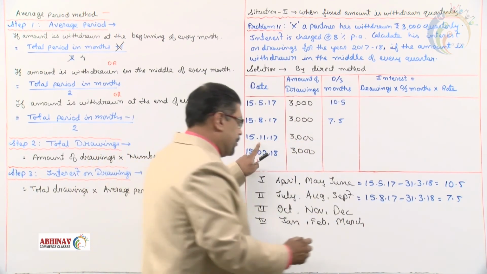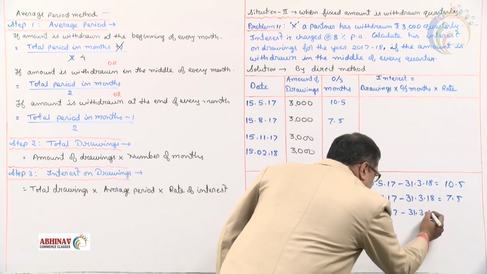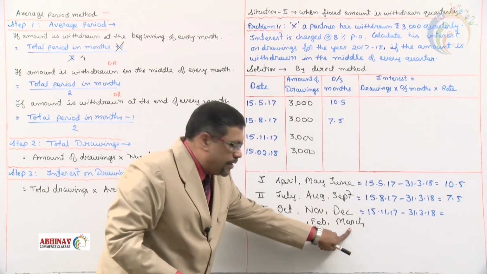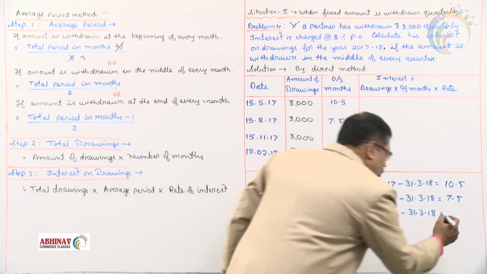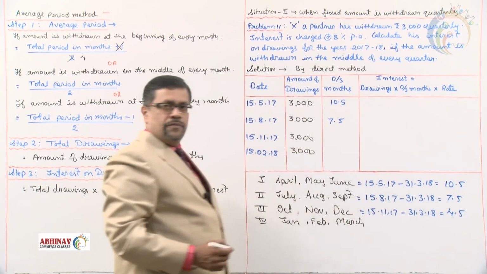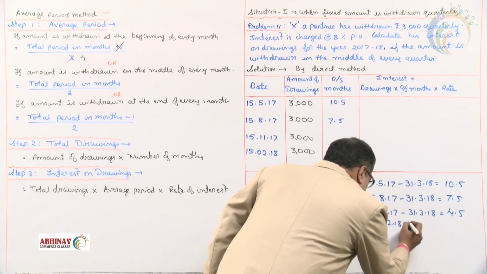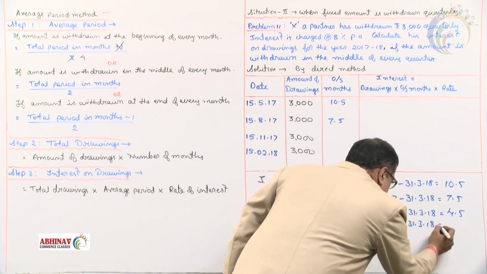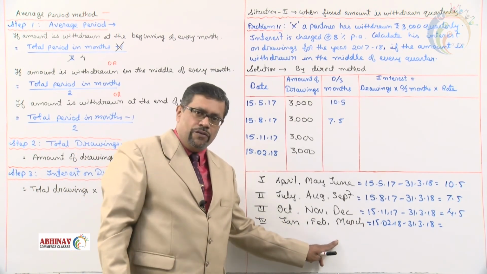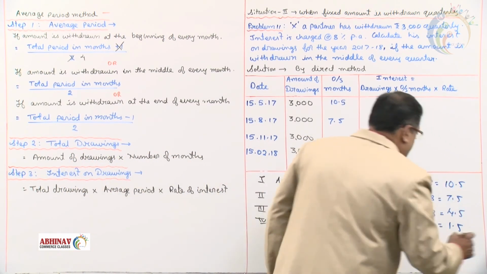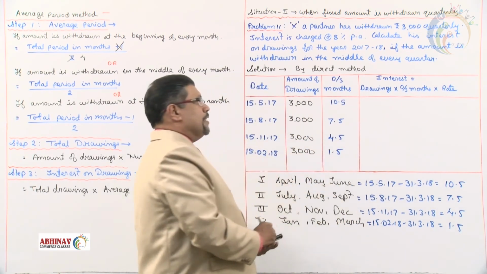Then 15th November. 15 November 17 till 31st March 18. This is 3 months of the last quarter, December 4th month, and half of November. What you get is 4.5. The last, 15th Feb 2018 to 31st March 18. March 1 month and half of February. What you get is 1.5. So 10.5, 7.5, 4.5 and 1.5 are the outstanding months.